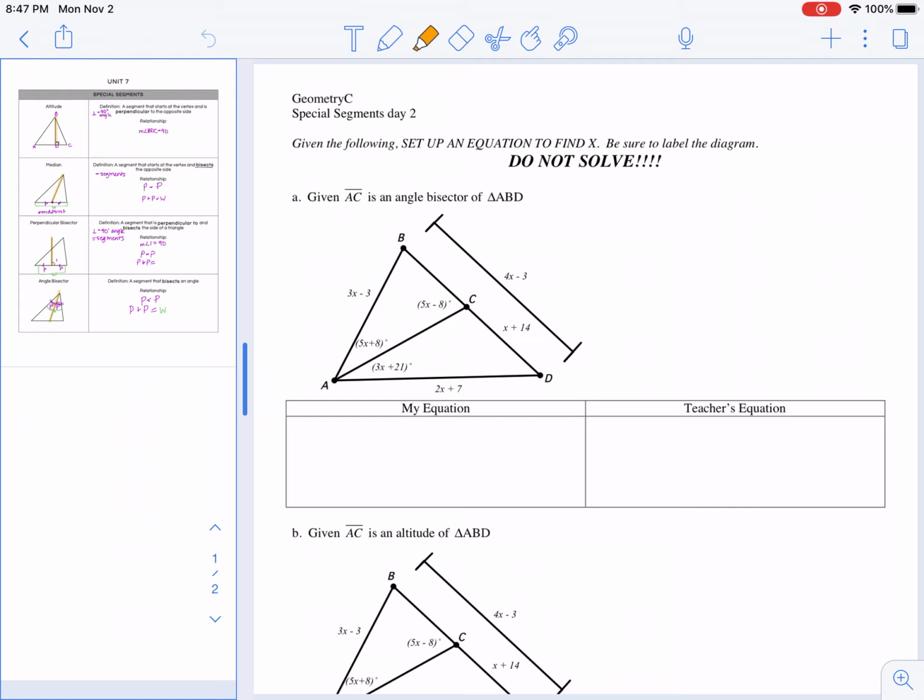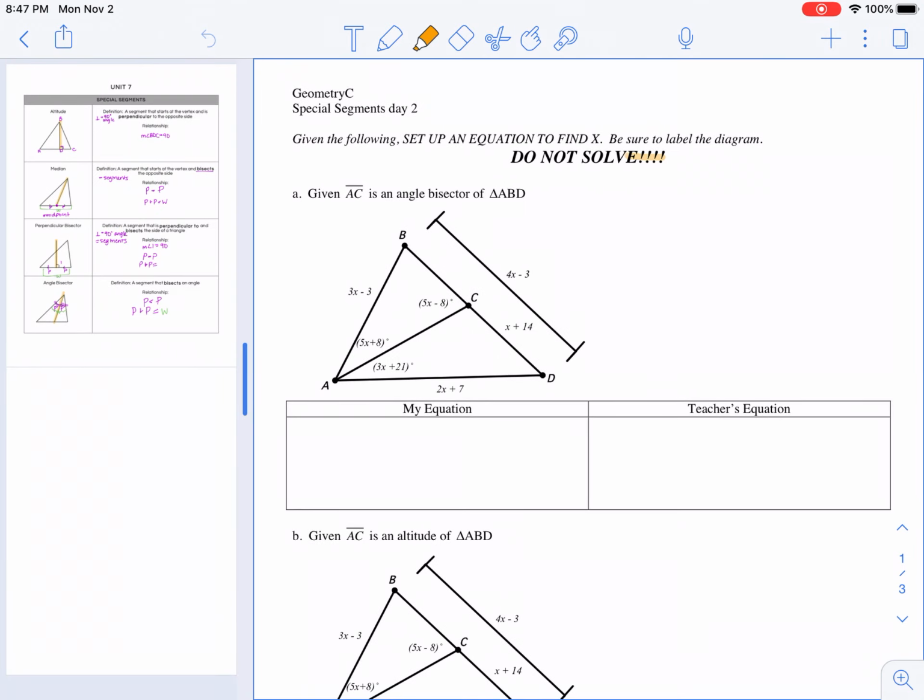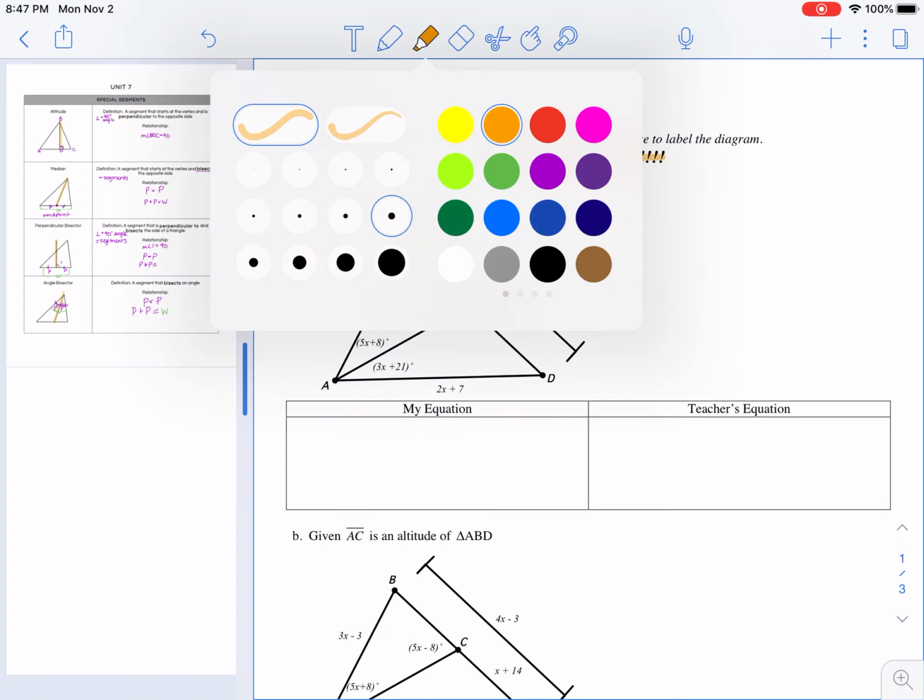If you notice, it says given the following, set up an equation to find x. Be sure to label the diagram, but do not solve. So we are not worried about you solving today. The only thing that we are worried about is how you set up your equations.